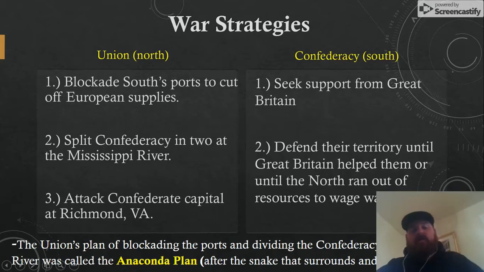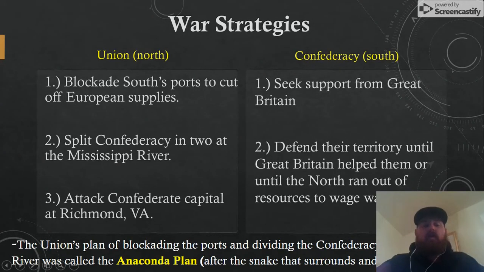Number two, you want to split the Confederacy at the Mississippi River. Okay, so the Mississippi River is a very important river in the United States, and that was where a lot of trade, a lot of ports, were on that river. And so if you could control the Mississippi, you could split the Confederacy in two, and they'd be unable to communicate with each other or get supplies to each other. And it would start to crumble the Confederacy from within.